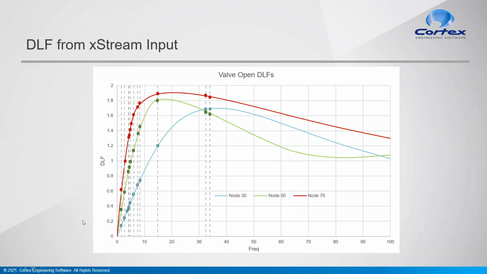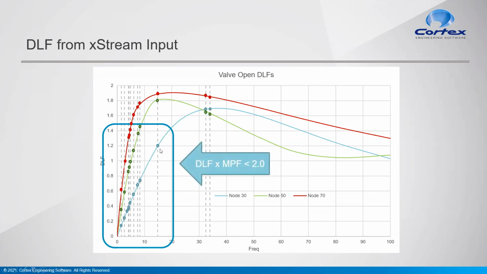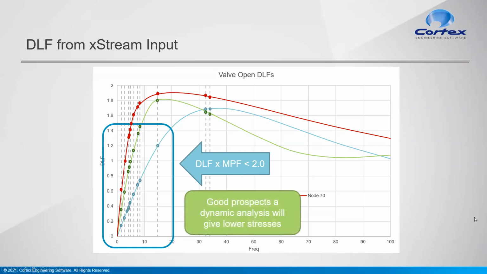We can see that the same thing happens to each of the force sets in the different pipes. If we have a closer look, we see that there's a significant bunch of these dynamic load factors that are significantly less than 2. And when we couple those with a mode participation factor, which could be as low as 0, there's a really good prospect that our dynamic analysis is going to give us lower stresses than the equivalent static approach.